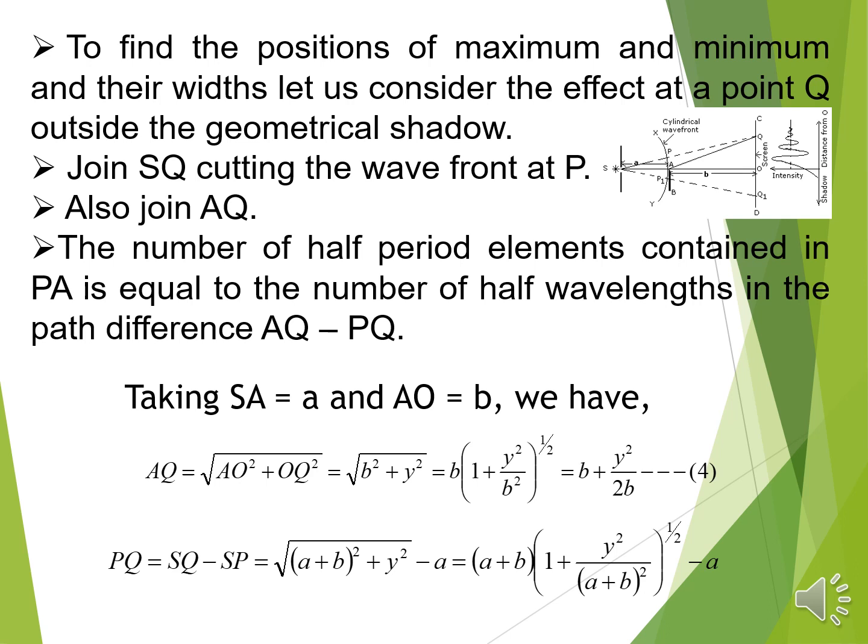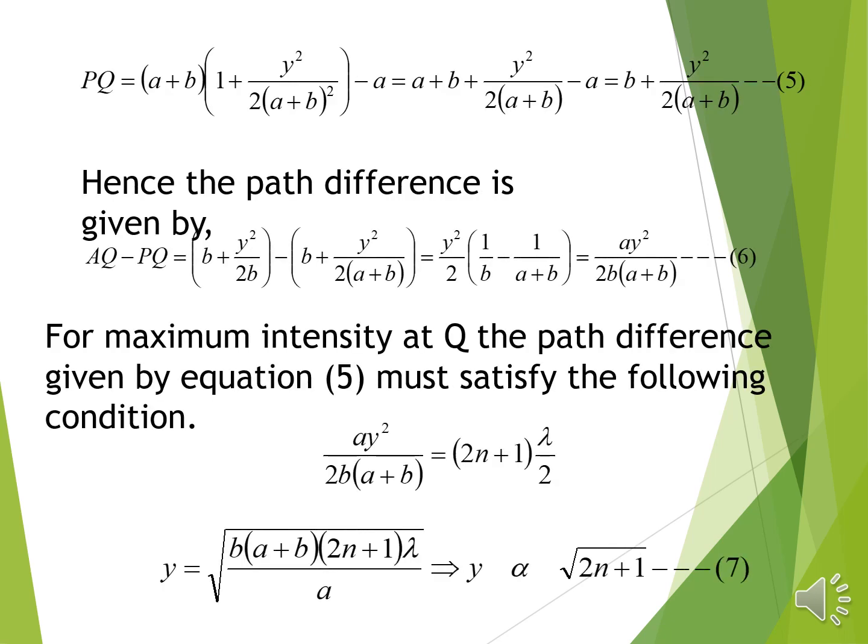Now similarly work out PQ, which is equal to SQ minus SP, equal to the square root of (a plus b) whole square plus y square, minus a. That would be equal to (a plus b) into the square root of 1 plus y square by (a plus b) square, minus a. That is equal to a plus b plus y square by 2(a plus b), minus a, and that finally is equal to b plus y square by 2 into (a plus b).